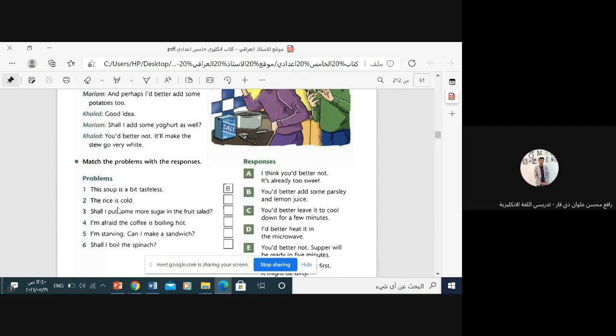The rice is cold. Shall I put some more sugar in for salad? I'm afraid the coffee is boiling hot. I'm starving. Can I make a sandwich? Or shall I boil the spinach? These are sentences to match the problems to the responses. This is also homework. I ask the students to make sure to do this homework at home.